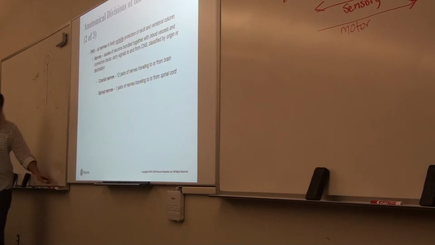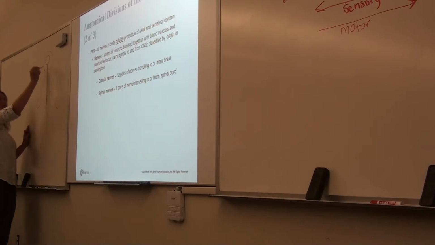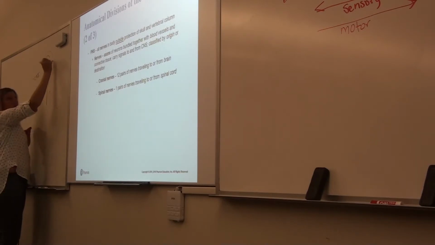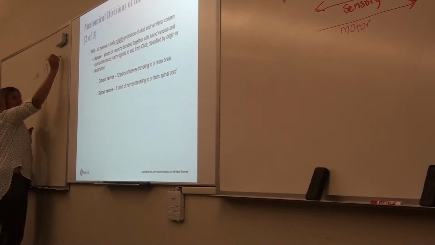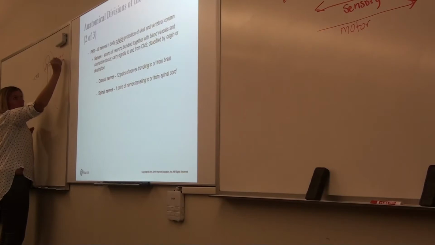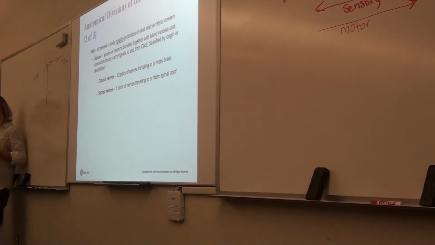Our brain has 12 pairs of nerves coming off of it. And so by pairs, literally, they're going to the right side and to the left side. These are 12 pairs of cranial nerves. So we call them cranial nerves because they're coming right off of the brain.